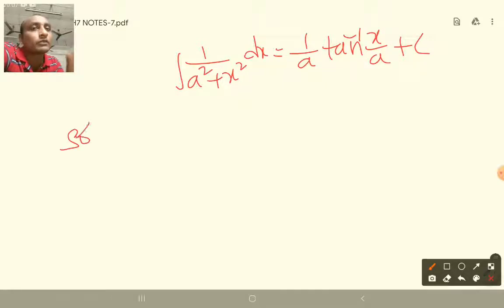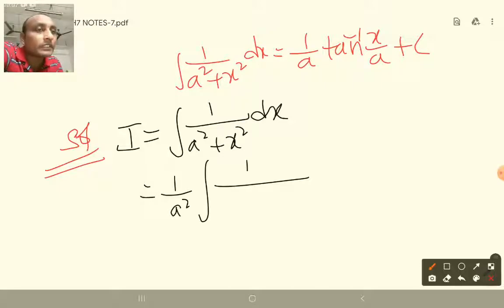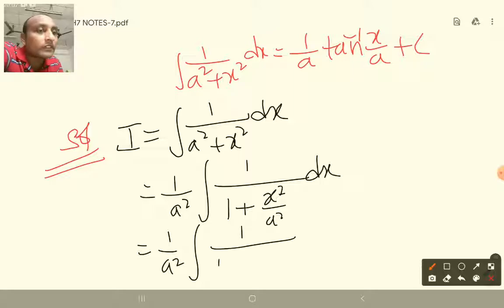See the solution or the proof. Whatever the integrand is, I am just writing I is equal to integration of 1 by a square plus x square into dx. Then take 1 by a square common in the denominator. Then you get 1 by 1 plus x square by a square into dx. So this can be written as 1 by a square integration of 1 by 1 plus x by a whole square into dx.